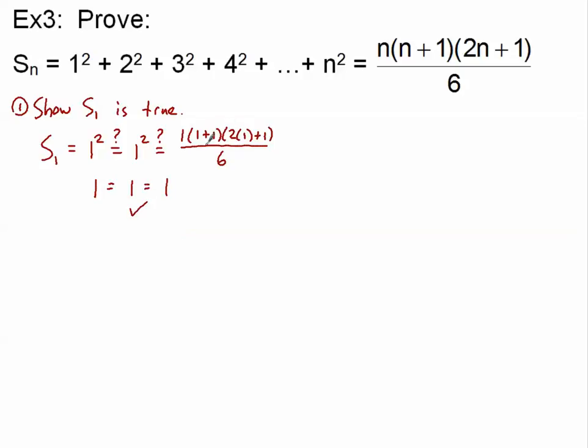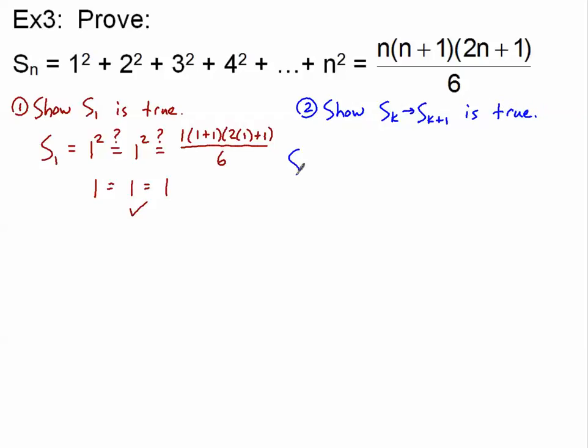And 1 equals 1 equals 1 is what everybody's going to put. There you go. But if you want to just check it, this is 1 times 2 times, let's see, 2 times 1 plus 1 is 3. So 2 times 3 is 6. And of course, 6 divided by 6 is 1. So that does work. Step 2, show s sub k implies s sub k plus 1 is true.